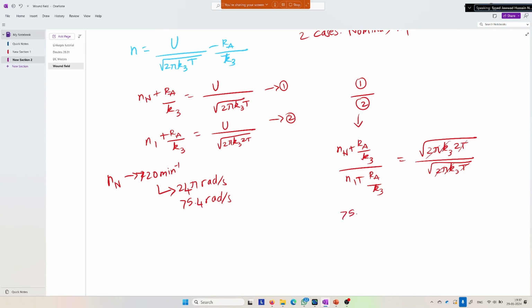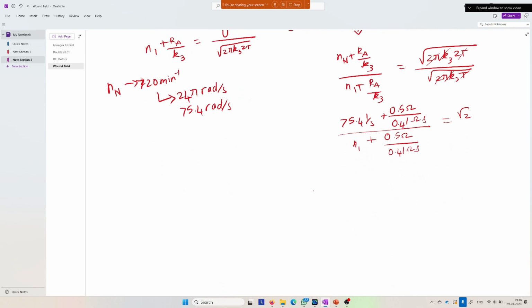75.4 1 by second plus RA, which is 0.5 ohm, divided by K3, which is 0.41 ohm second. And you can see the units are matching. Here as well we have 1 by second divided by N1, which is unknown, plus RA by K3 equals root 2. Now I just take it to this side and then I can solve. So I take it to the right side: 75.4 1 by second plus 0.5 by 0.41 1 by second minus root 2 times 0.5 by 0.41 1 by second equals root 2 N1.